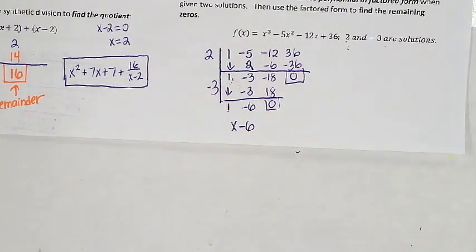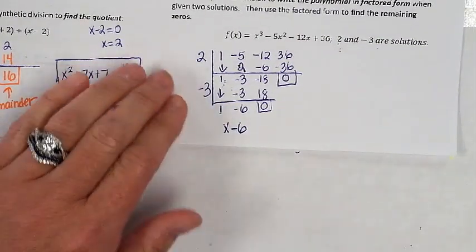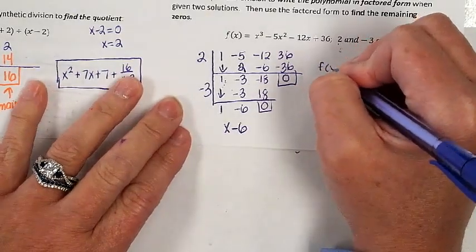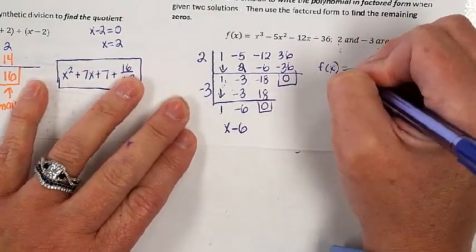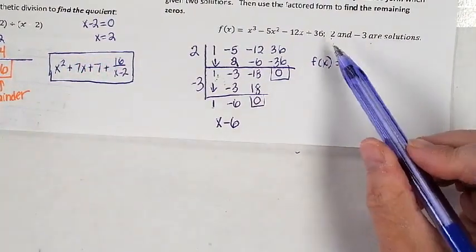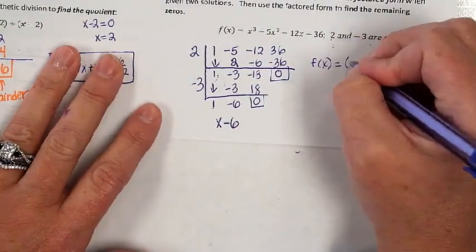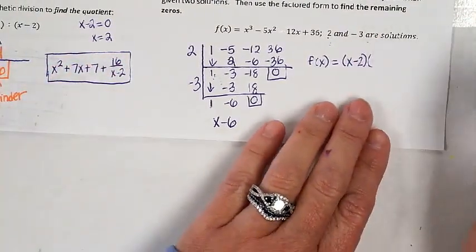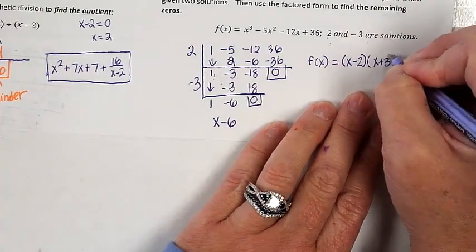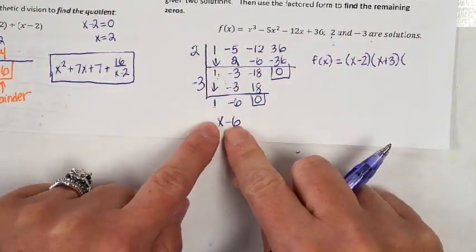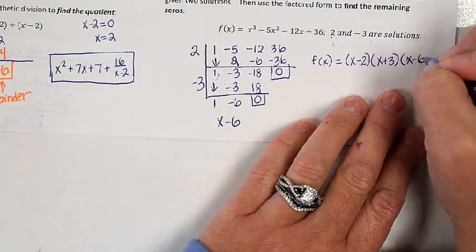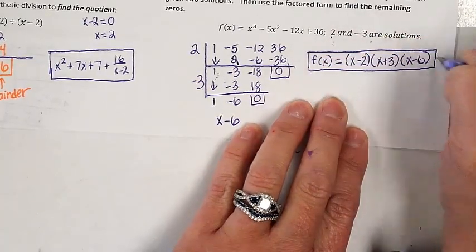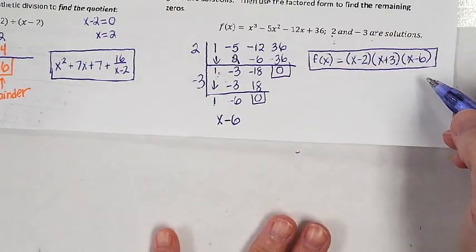So my factored form: if 2 is a solution, we have a factor of x minus 2. If negative 3 is a solution, we have a factor of x plus 3. And then my last one here, a factor of x minus 6. So I'm missing one solution. What would be my last solution? That would be 6.